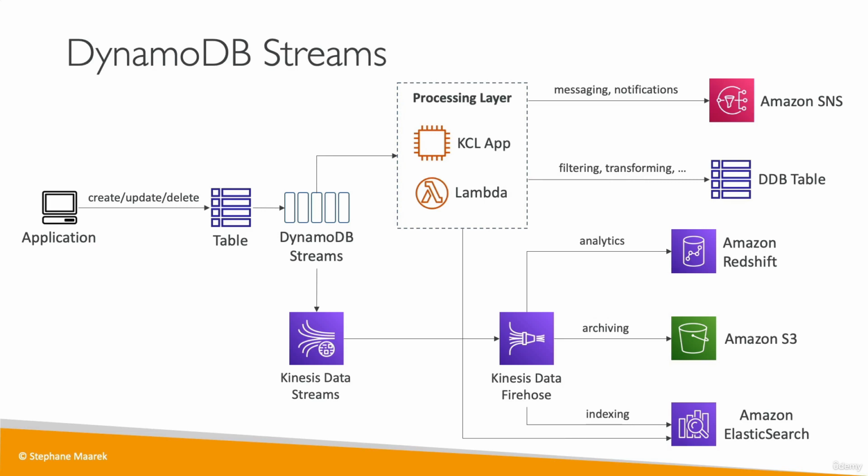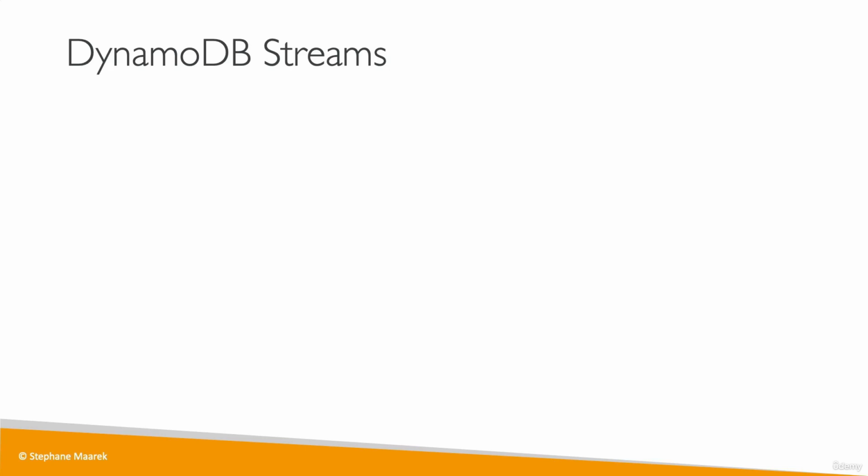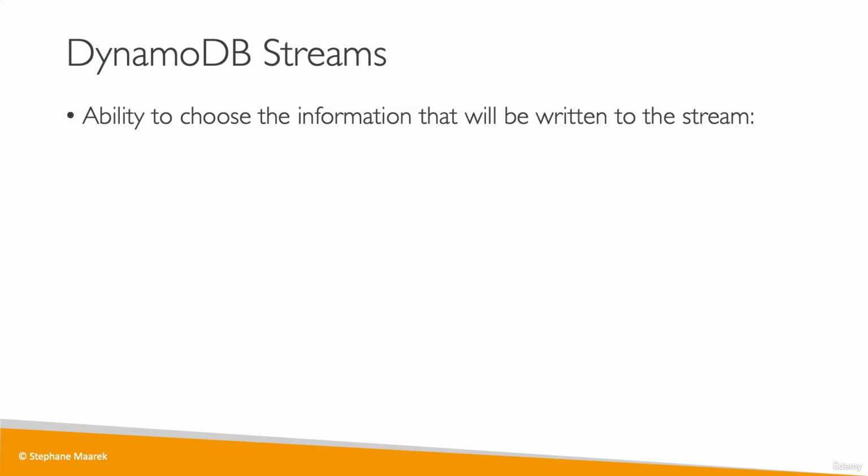Or for example, you can also use Lambda to send data into Elasticsearch if you wanted to. So this gives you different kinds of architectures and all the possibilities that open up by using DynamoDB streams. So if we consider the stream, then what do we have?